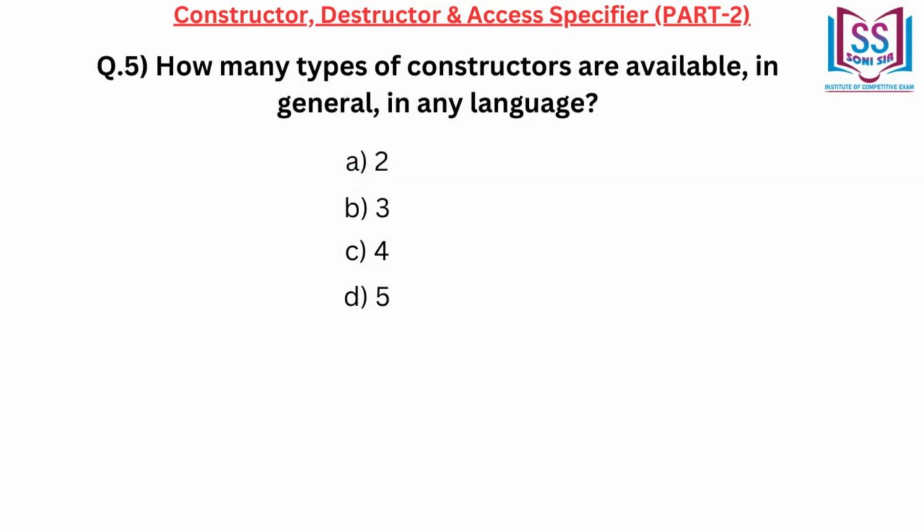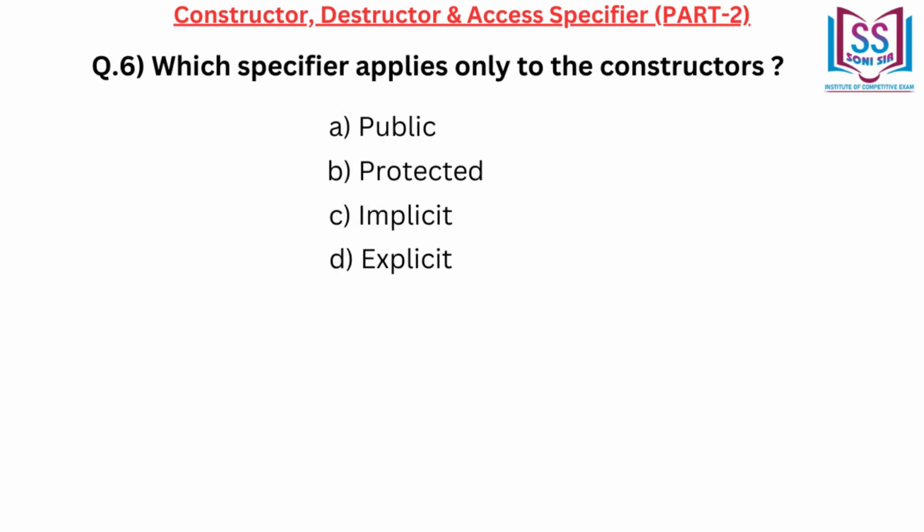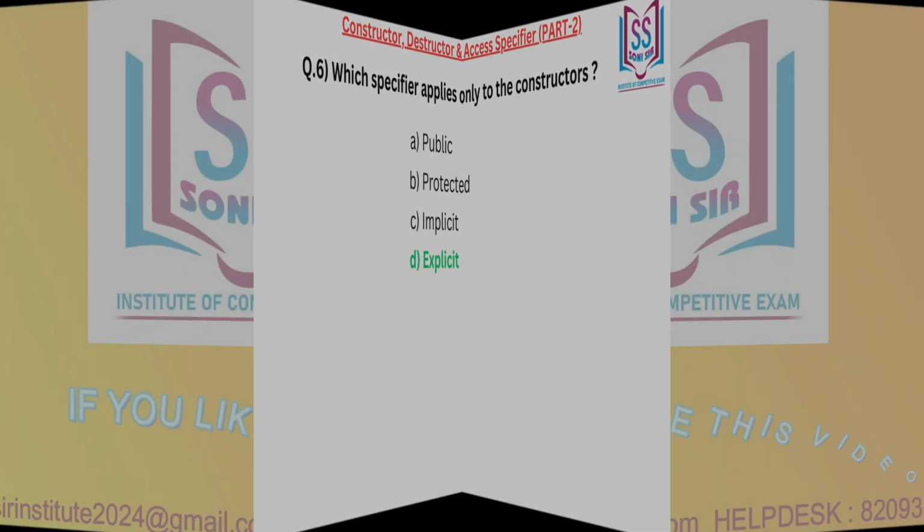How many types of constructors are available, in general, in any language? A. 2. B. 3. C. 4. D. 5. Correct answer B. 3. Which specifier applies only to the constructors? A. Public. B. Protected. C. Implicit. D. Explicit. Correct answer D. Explicit.